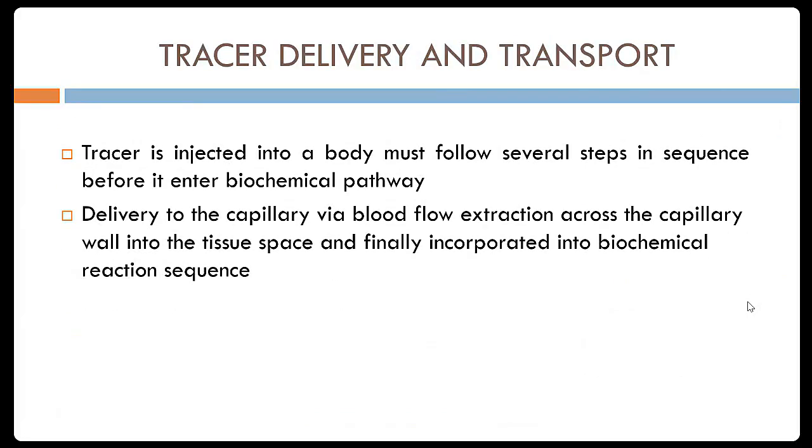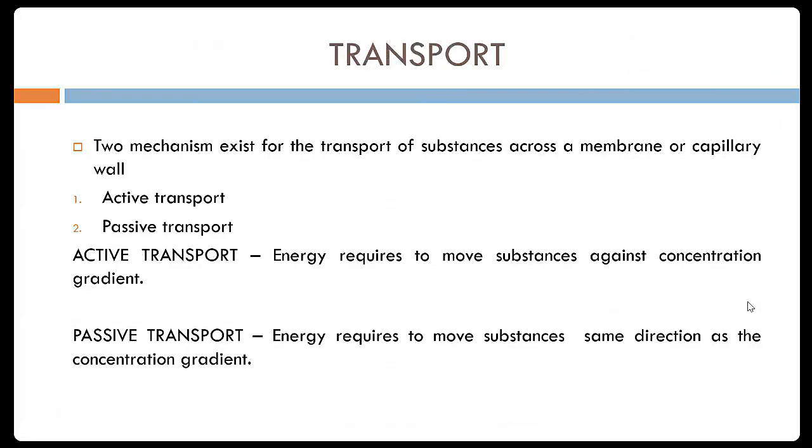The tracer is injected into the body, and we take images of its pathway. From the blood vessel through the capillary, it will go to the tissue and to the specific structures. There are two mechanisms for the transport of substances. One is active transport, the second is passive transport. Active transport requires energy to move substances against the concentration gradient, and passive transport is in the same direction as the concentration gradient.